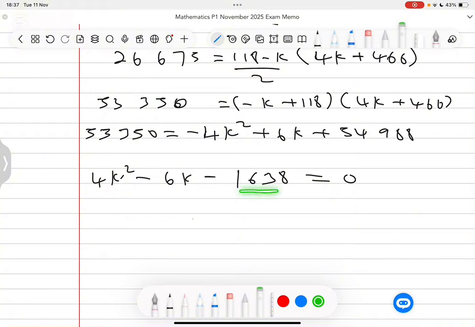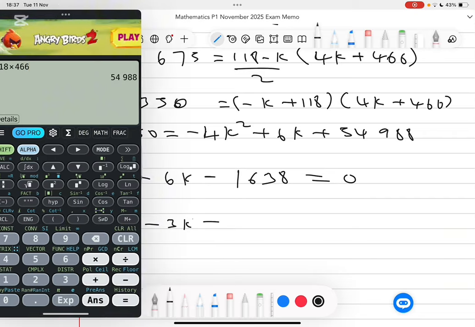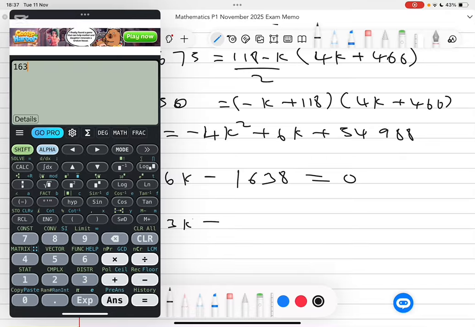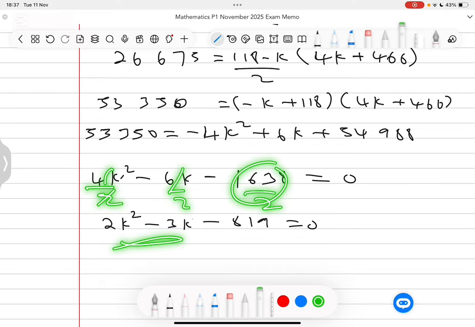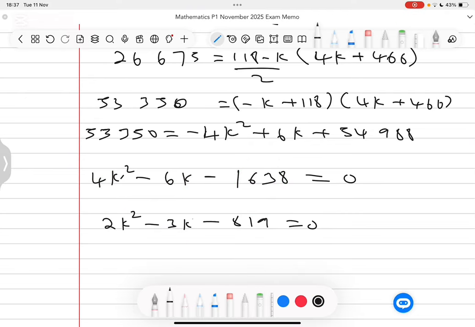And we can divide this by a 2, because I can see that 2 here is a factor, it goes into that. So here I'm going to have 2k squared, negative 3k. Maybe I'll need a calculator for this. 1638 divided by 2 gives me 819 equals 0. So really what I did here, I divided by 2 throughout. This gives me that, and that is what we get there.